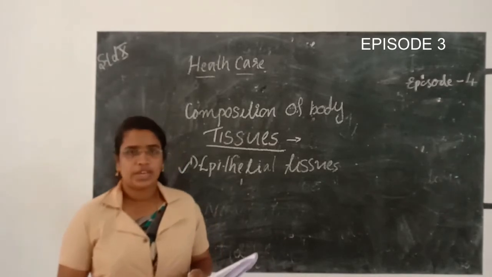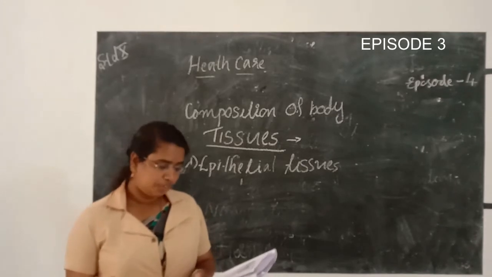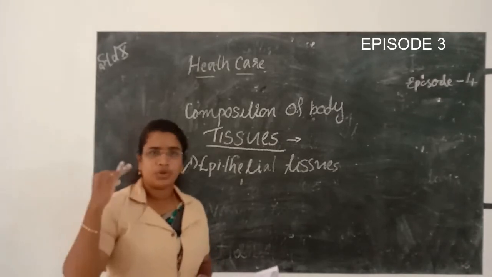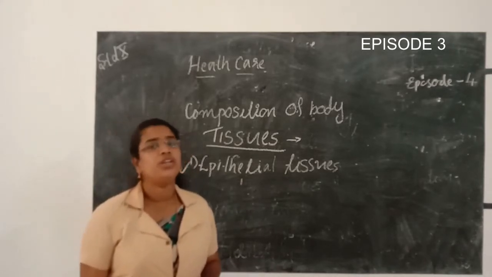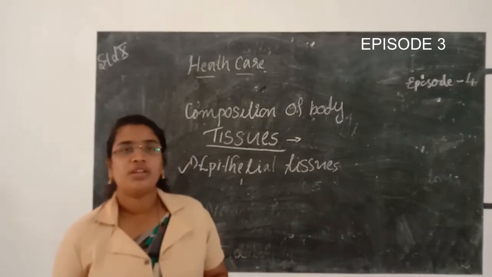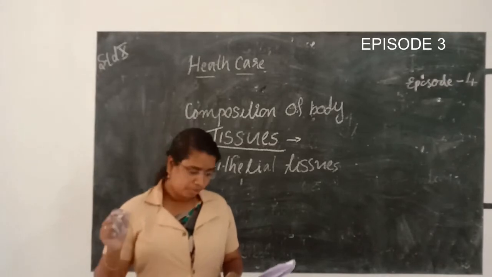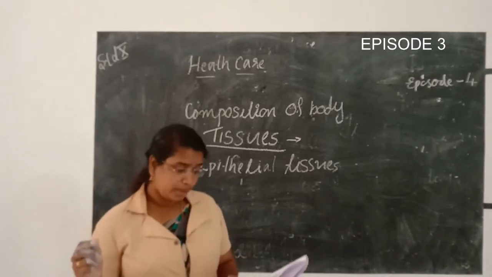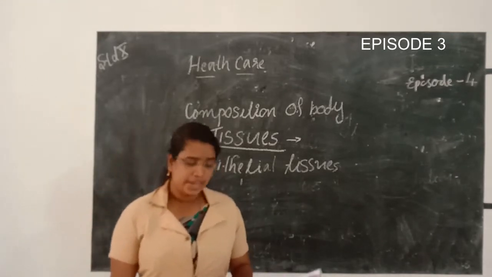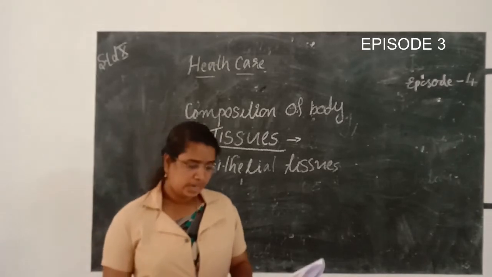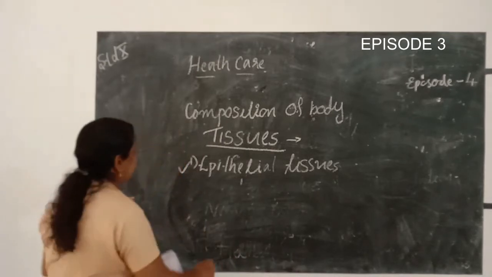pain, etc. Okay, these are the functions of epithelial tissue. What are the functions of epithelial tissue? Protection, absorption, secretion, excretion, surface transport and reception of sensory information like touch, heat, cold, pain, etc. First one, protection.